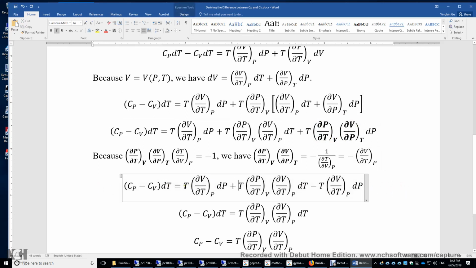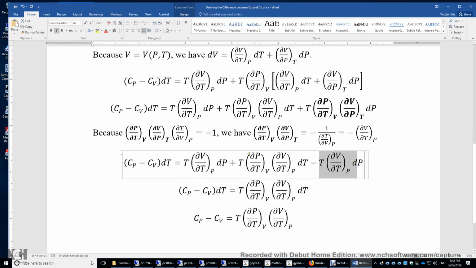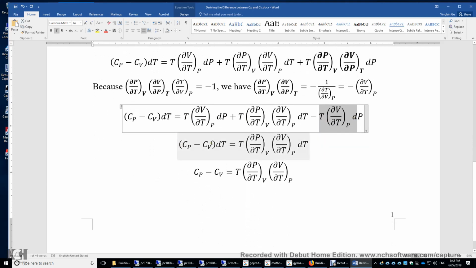And again, if you notice this first term and the third term cancel, we simplified the difference between Cp and Cv. Cp minus Cv times dT equals this part times dT. And therefore, Cp minus Cv equals T times (∂P/∂T) sub V times (∂V/∂T) sub P.